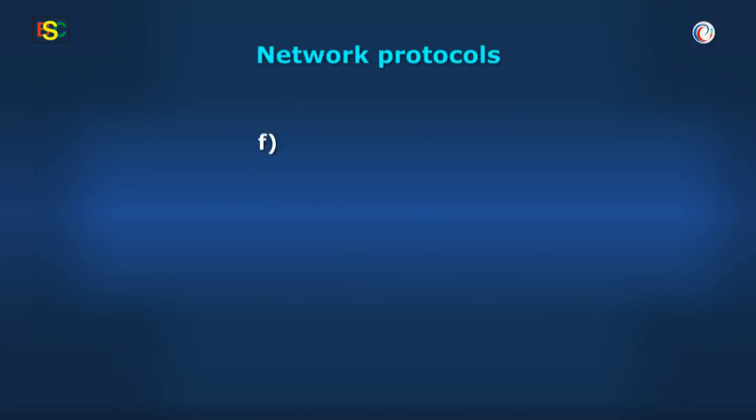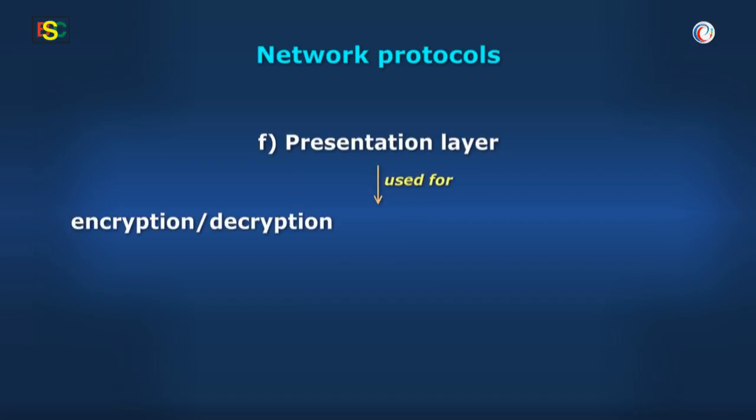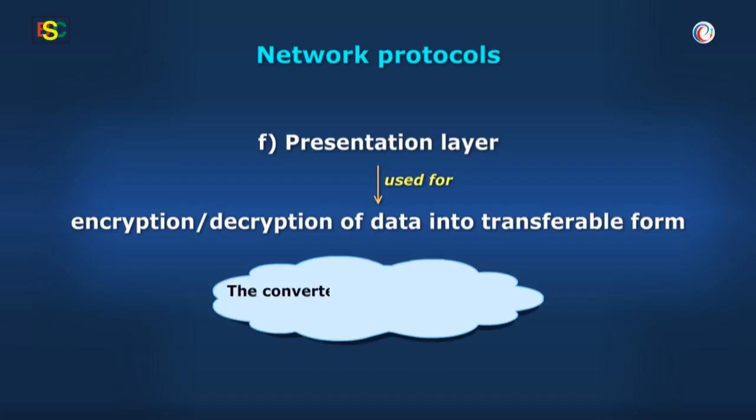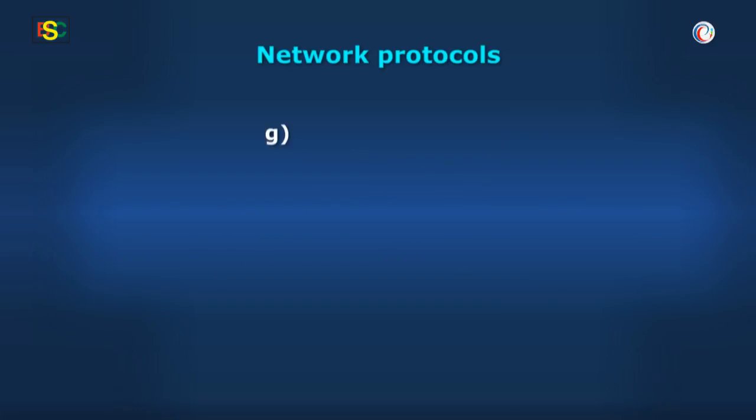F. Now, we will talk about the sixth layer, called the presentation layer. This layer is an encryption-decryption layer, which is used for converting the data into formats which can be transmitted over the network and also converted into a format which can be accepted by the application layer to be finally presented over the device. G. The final layer of the OSI model is the application layer.